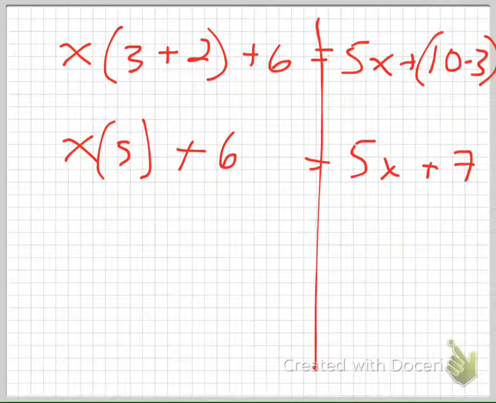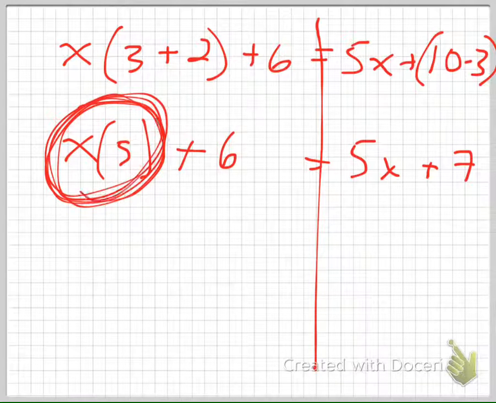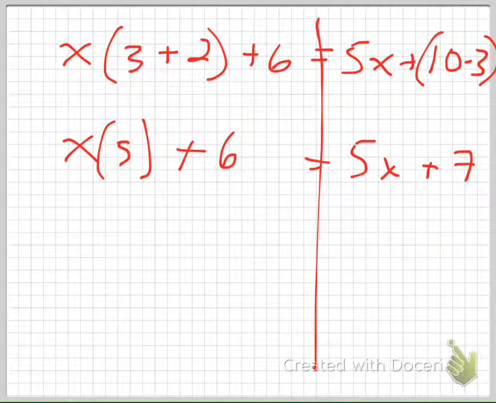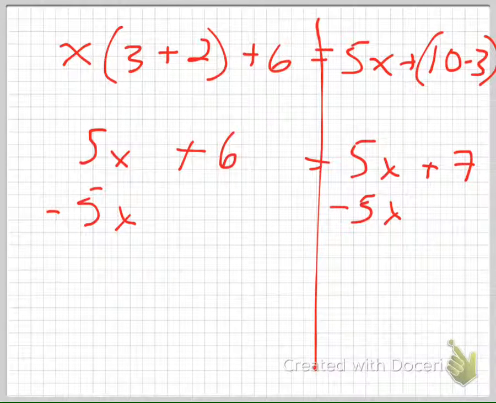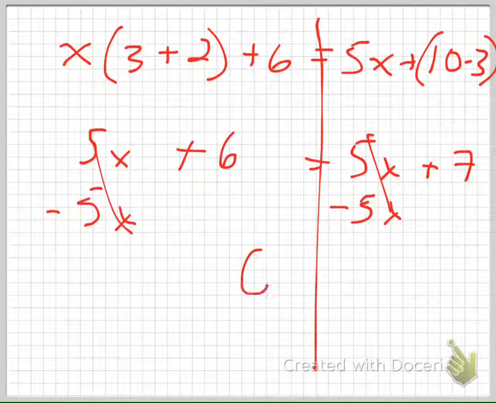Agreed? What is this? That's ugly. What should I have that written as? 5x. So let's do that now. Let's erase this and make this 5x plus 6 equals 5x plus 7. What's the rule? We have variables on both sides. The rule is you need to subtract or get rid of the smallest one. They're equal, so get rid of either one. Minus 5x, they're gone. That leaves me with 6 equals 7.